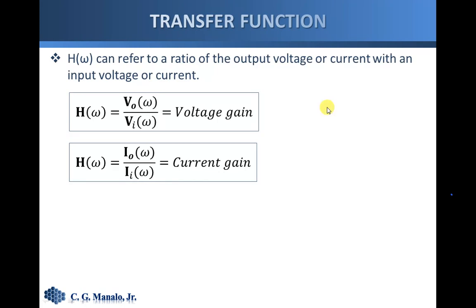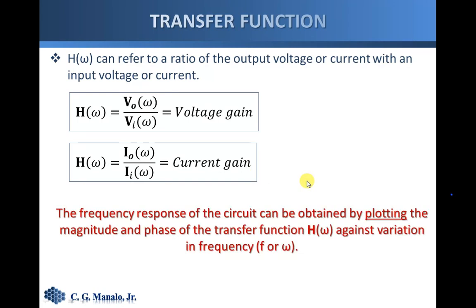So transfer functions can be a ratio of an output voltage and an input voltage. We call that transfer function a voltage gain. Now, if it is a ratio of two currents, we call that a current gain. It's possible for the transfer function to be a ratio of a voltage and a current. In that case, the transfer function will have a dimension of ohms. On the other hand, if it is a ratio of a current over a voltage, it will have a dimension of an admittance, so that will be a Siemens.